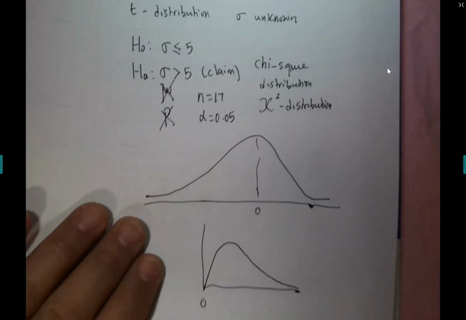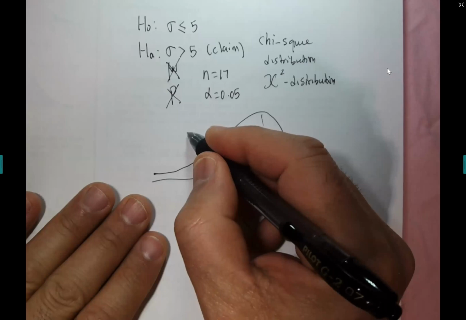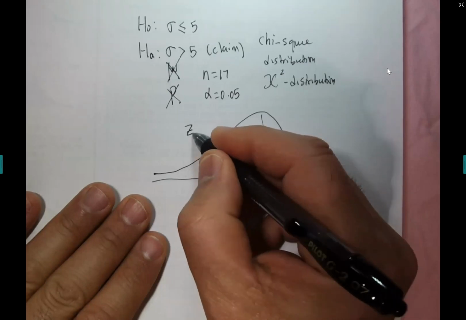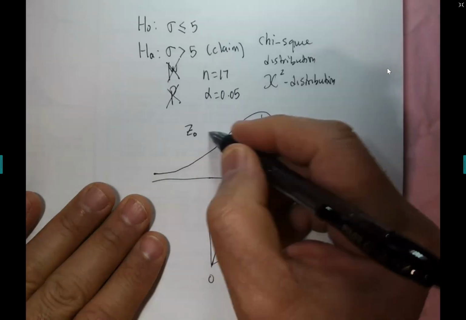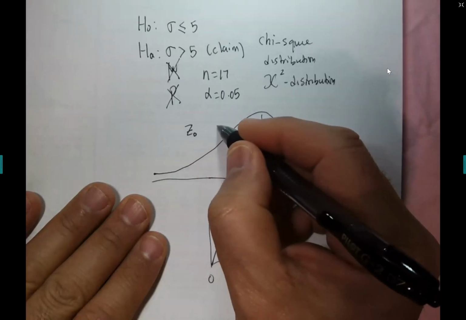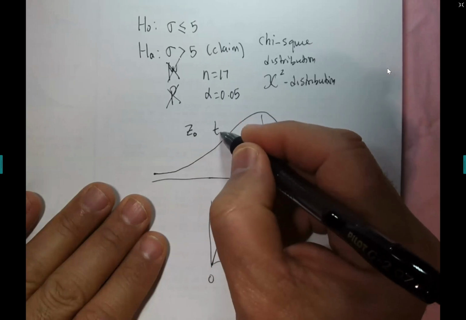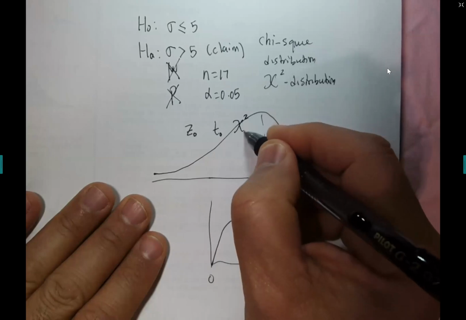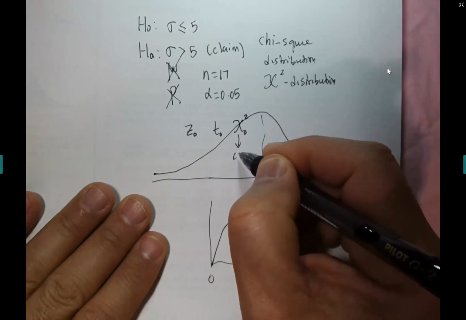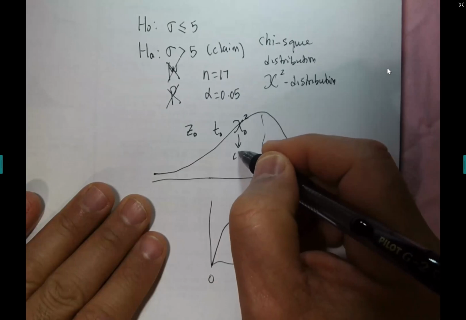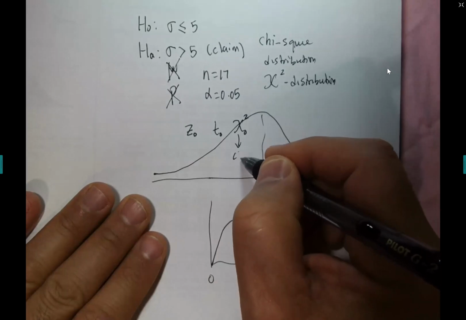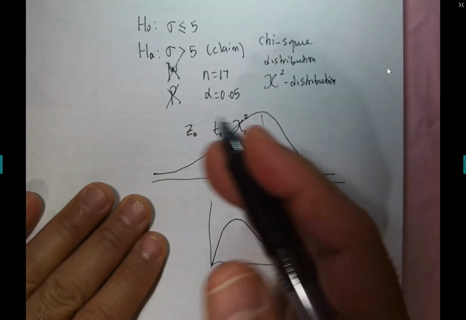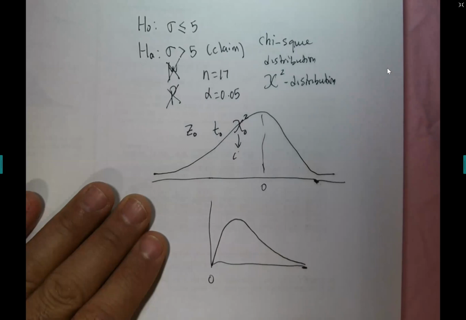The critical value is called ZC or Z0 for a Z test. When you test with a T, it's called T0. And the critical value for a chi-square distribution is called chi-square sub-0. The critical value is a number that splits the rejection region from the non-rejection region. It's a divider between the rejection region of the null hypothesis and the non-rejection region of the null hypothesis.